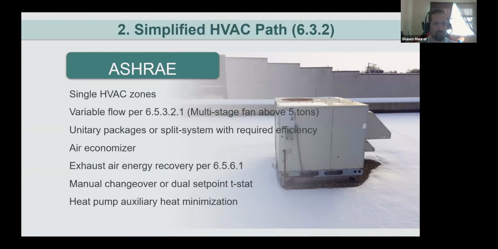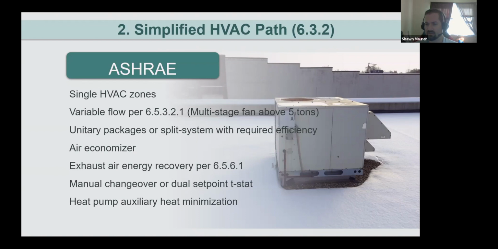So looking at some of the specific requirements of that path, you're going to have single HVAC zones. The system should have variable flow or multi-stage fans if it's a larger than 5-ton system. Unitary package systems or split systems should meet a minimum efficiency requirement. So again, this compliance is kind of typical for the full compliance path. These do have significant benefits even in smaller buildings, such as economizers. But they're laying out specific points here that are going to maintain the efficiency of the system long term in the building, as well as the upfront installation, making sure that's as efficient as possible.